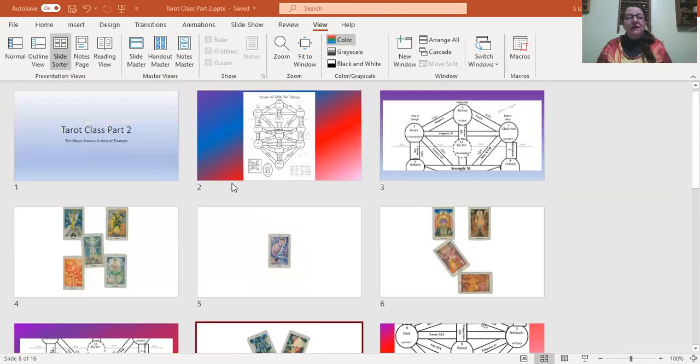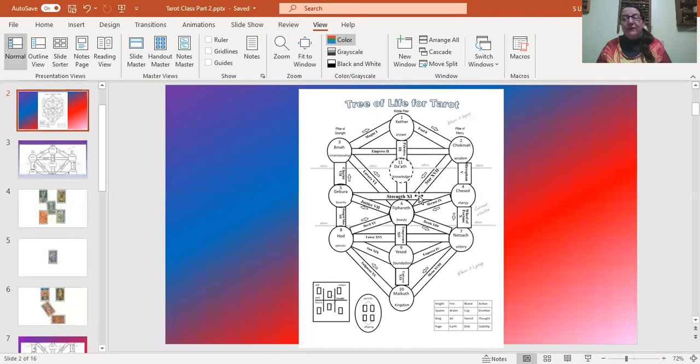We're going to try and share this screen. There it is. Let's do that. So this is the Kabbalistic Tree of Life. We talked about that in the last video. And every major arcana has a place on the tree.